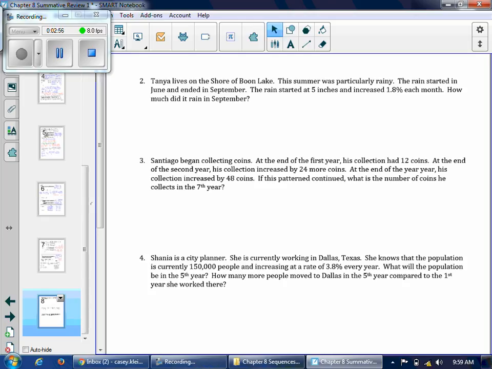Tanya lives on the shore of Boone Lake. The summer was particularly rainy. The rain started in June and ended in September. The rain started at 5 inches and increased 1.8% each month. How much did it rain in September? N is the number of months, so from June to September it's 4. The first term is 5 inches, and then your rate is going to be 1 plus 0.018 because the rain is increasing. I will go ahead and set up the formula and solve.